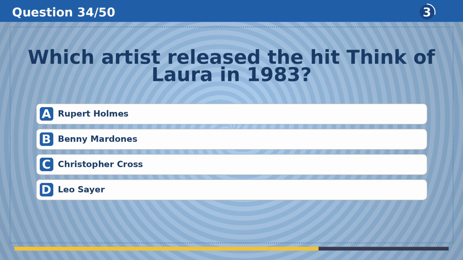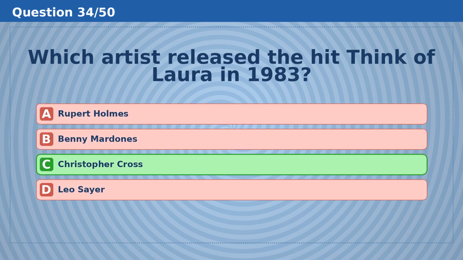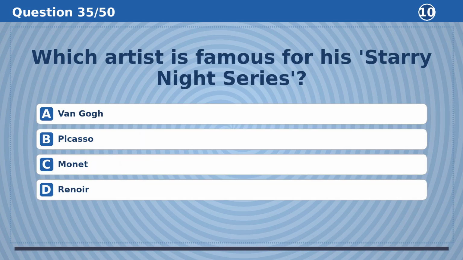Which artist released the hit Think of Laura in 1983? The answer is C. Christopher Cross.